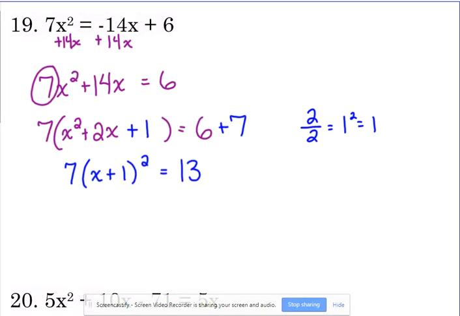Now, before we can take the square root, we got to do something with that 7. So we've got to divide by 7 first. Here's where the quadratic formula would be better to use on this than completing the square, because it's a little yucky at this point.